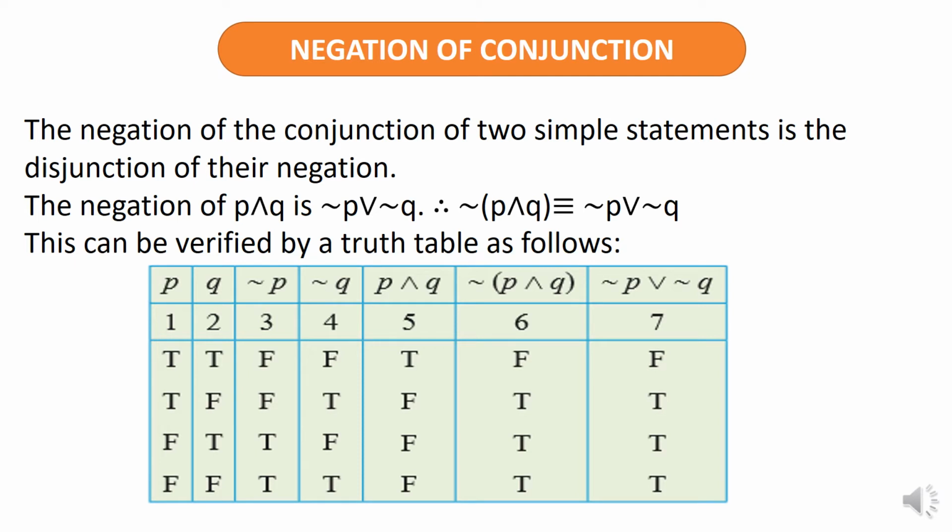Negation of conjunction. Conjunction means "and". The negation of a conjunction of two simple statements is the disjunction of their negations. That means not (P and Q) is the same as (not P) or (not Q). You can verify this by drawing a truth table as given below. From the truth table you see that the truth values in the 6th and the 7th columns are identical, thus proving that not (P and Q) is equal to (not P) or (not Q).